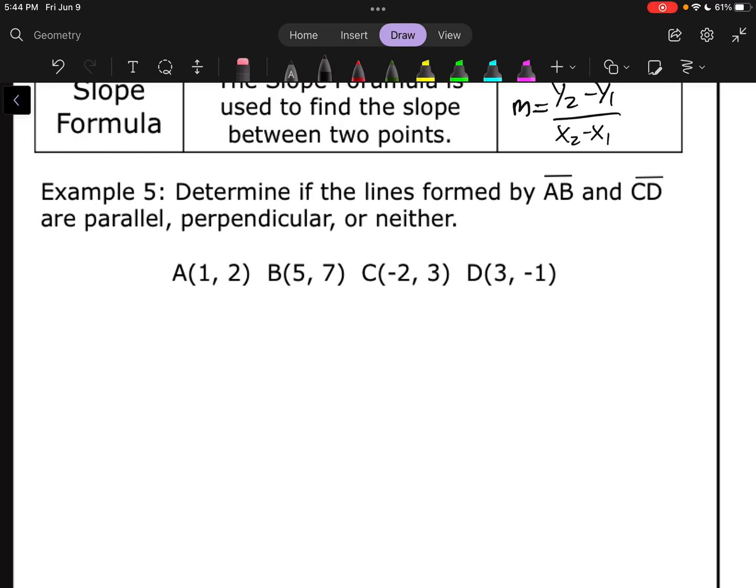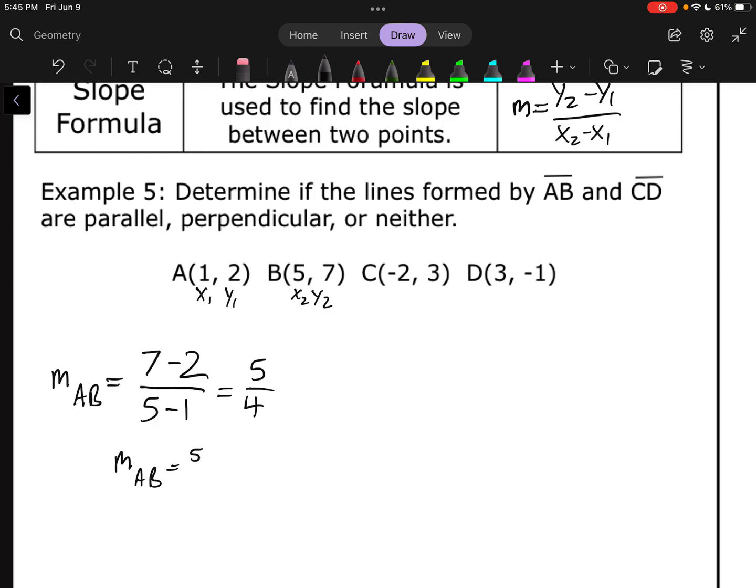So let's check out AB first. So I'm going to do the slope formula for AB, so m of AB. Now, if I'm doing AB, this is my x1, y1. This is my x2, y2. So y2 minus y1 would be 7 minus 2 over x2 minus x1 would be 5 minus 1. 7 minus 2 is 5. 5 minus 1 is 4. So I could say the slope of AB is 5 over 4.